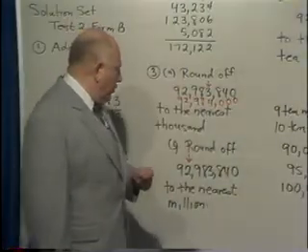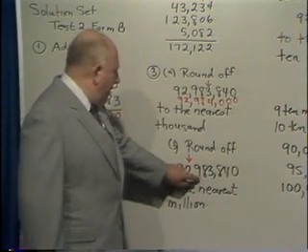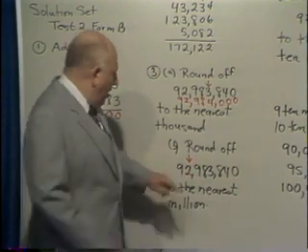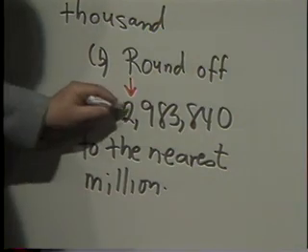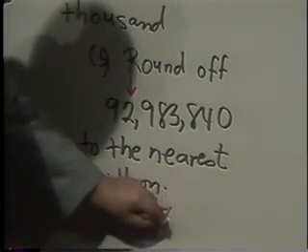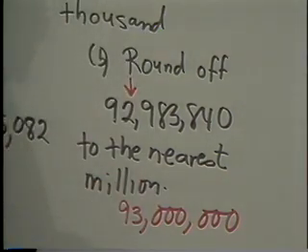But now, which one is it closest to? Well, the fact that this is a 9, that's more than halfway. It means that I'm closer to the next multiple than to the 92. So what do I do? I change the 2 to a 3, and then replace all the other digits by zeros. And so rounded off to the nearest million, the answer is 93 million.